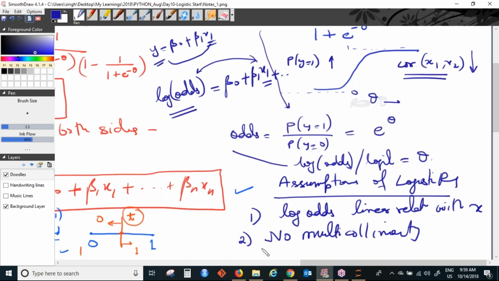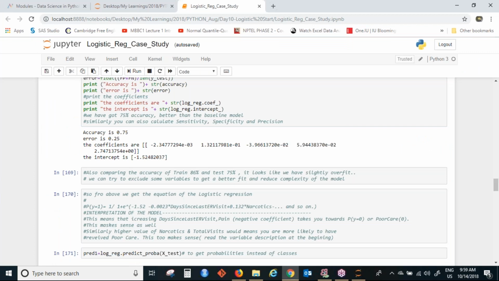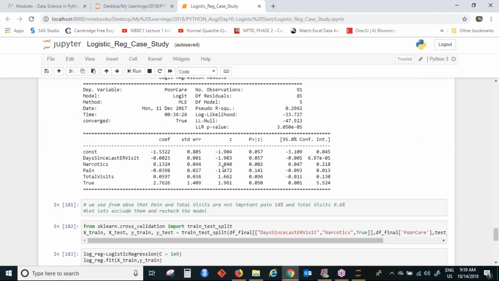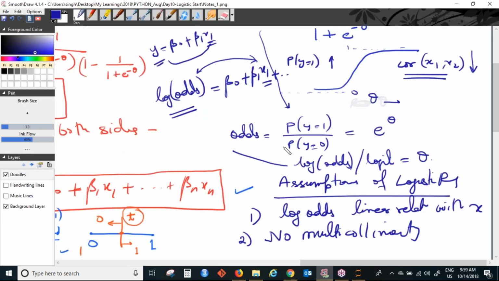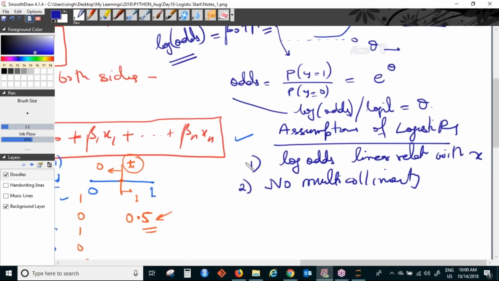Do you follow the two assumptions, guys? So we have these two assumptions in logistic regression. First is that log of odds should have a linear relationship with the independent variables. And second is there should not be any multicollinearity between the independent variables.